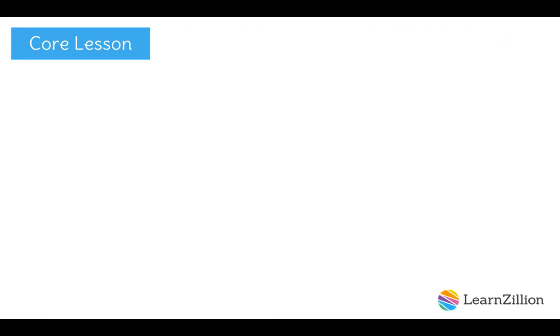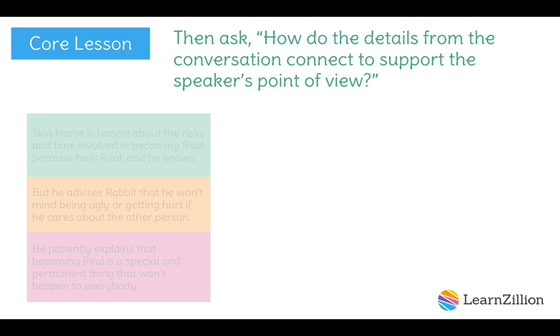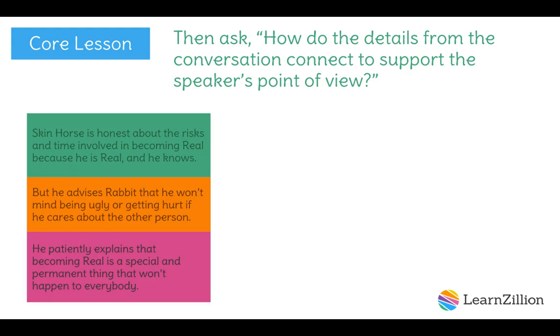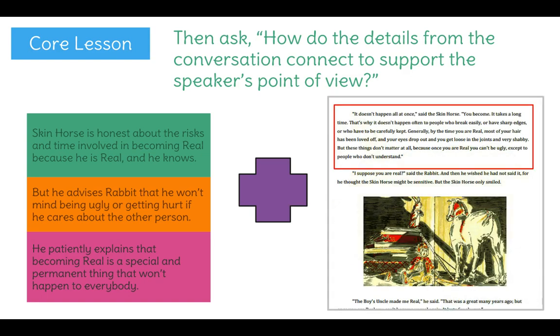Okay, now I've done some deeper thinking about Skin Horse's thoughts on the topic. Now I'll ask, how do the details from the conversation connect to support the speaker's point of view? Well, I have my notes and my thoughts, but I know that I always need to support my thoughts with evidence from the text. So, I need to go back to the text and find the details that support my thinking. And let me put this all together. What that means is I'm going to go back to the section that we read together. And I'm going to add the relevant evidence, which are quotes and specific textual evidence, to my thoughts, and then I'll come up with my answer.